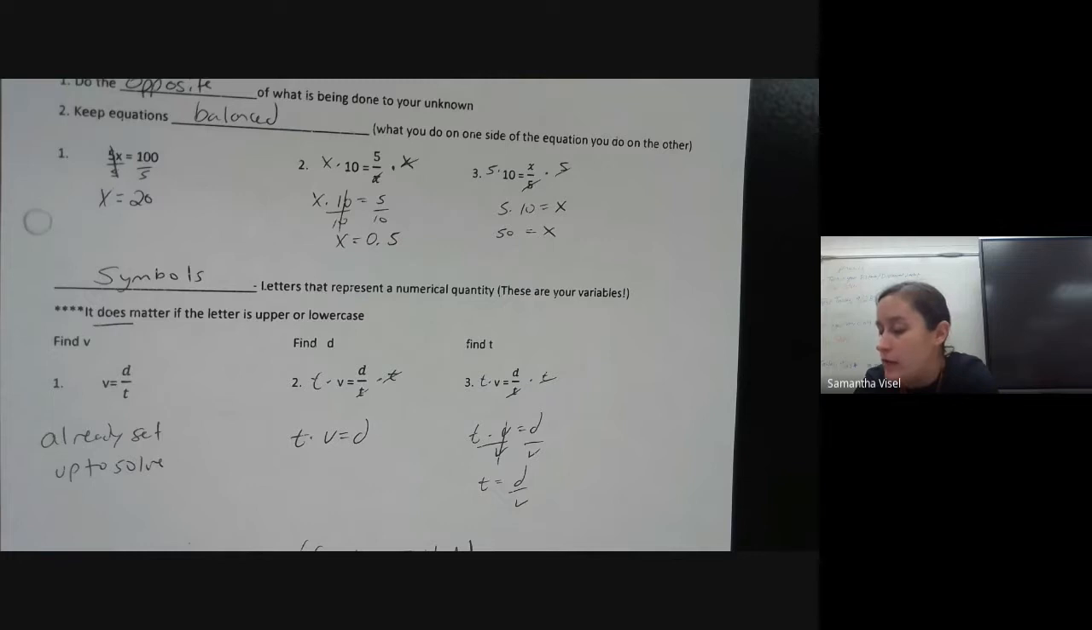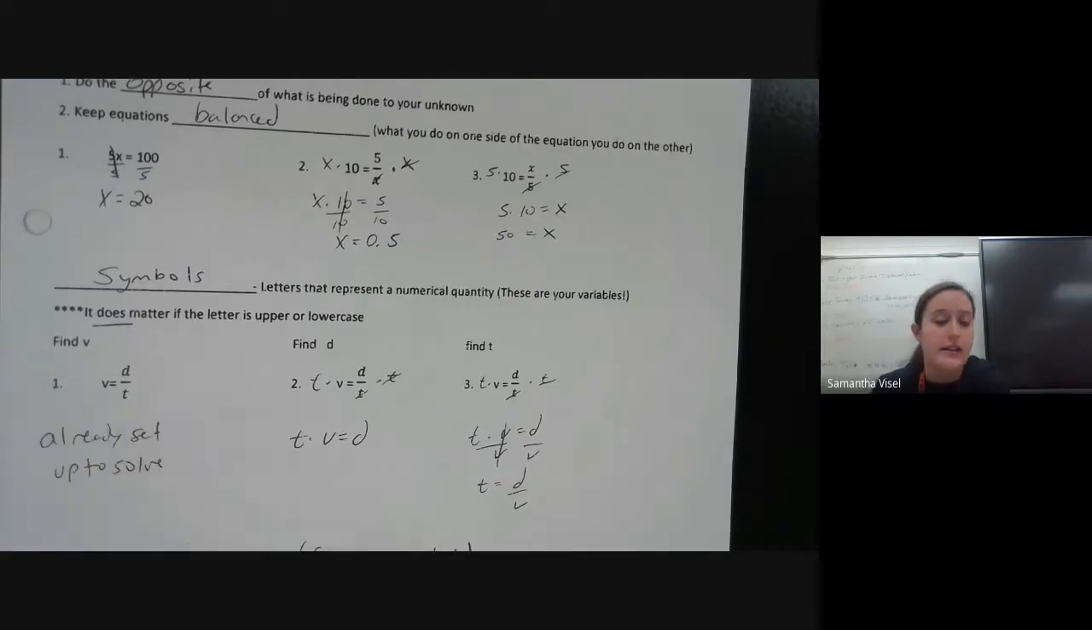So in physics, we rearrange our symbols. So these are variables that we have and that we're trying to find. So they're the letters that represent a numerical quantity. Now it does matter if the letter is uppercase or lowercase. So notice these are all like a lowercase d and t. So that does matter, because an uppercase T might mean something else than a lowercase t.